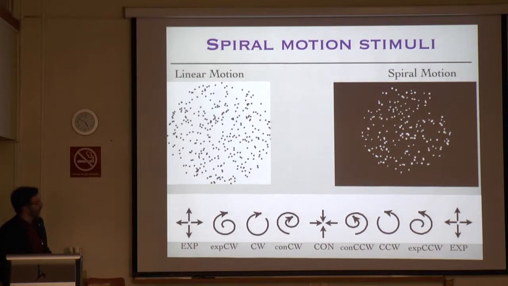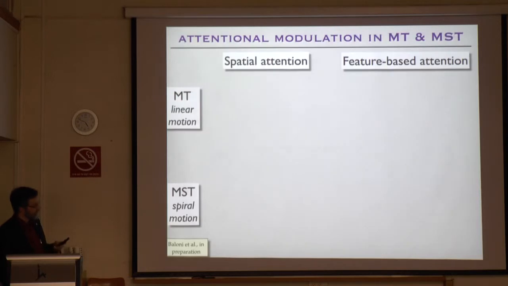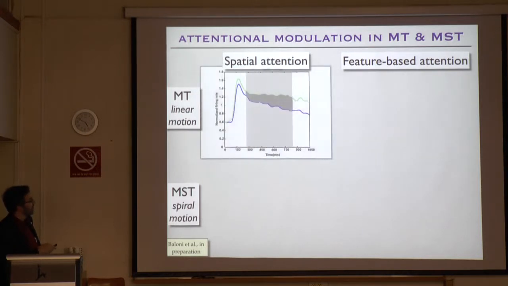Now, you already know a lot about attention, so I have to give you the full matrix of possibilities here. So we have spatial attention versus feature-based attention. We have MT with linear motion versus MST with spiral motion. I'll show you the time courses to give you a feel for the attentional modulation, but the real take-home message are the percentages. So this is what you already know.